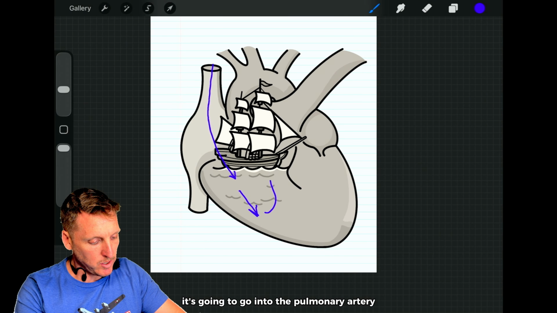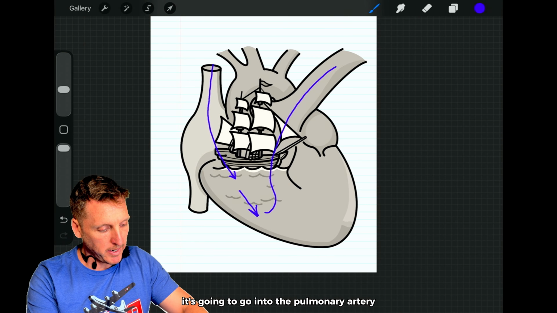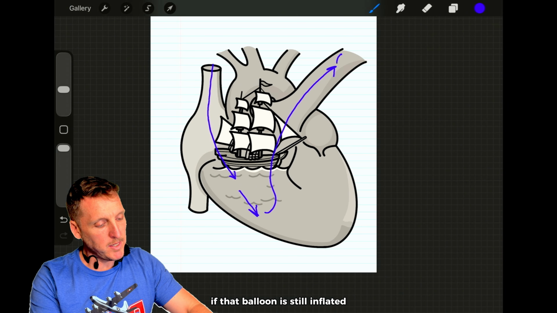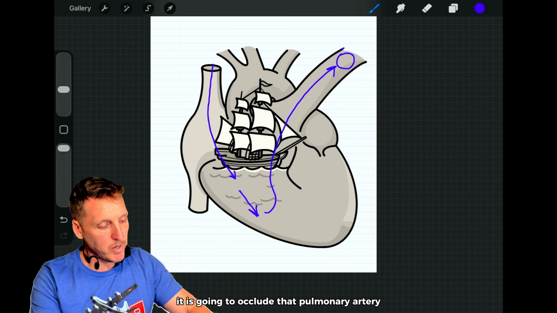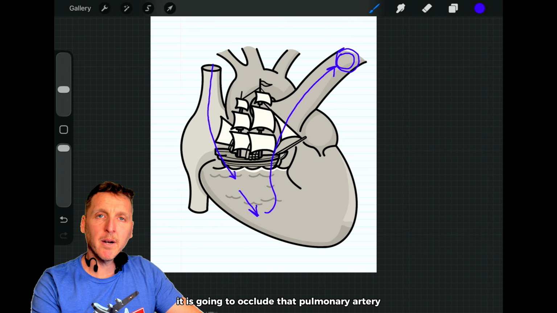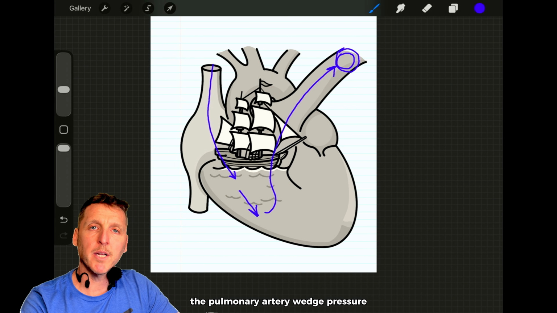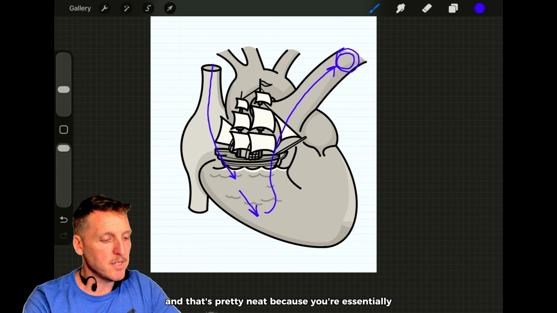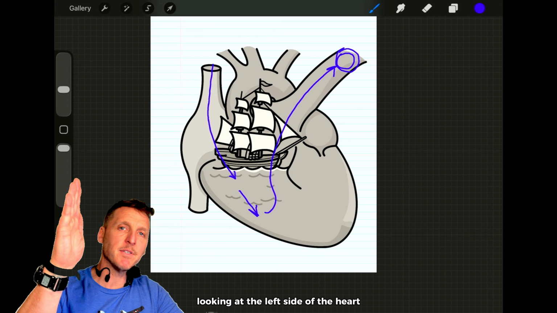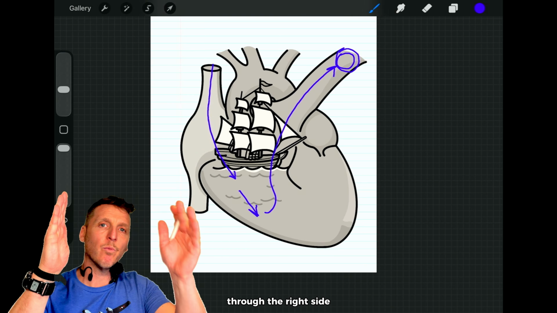It's going to go into the pulmonary artery. If that balloon is still inflated, it is going to occlude that pulmonary artery. Then you're going to get something called the pulmonary artery wedge pressure. And that's pretty neat because you're essentially looking at the left side of the heart through the right side.